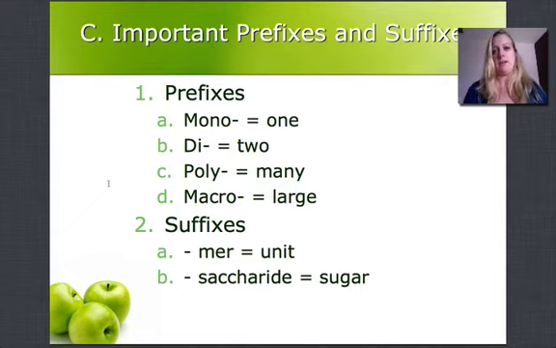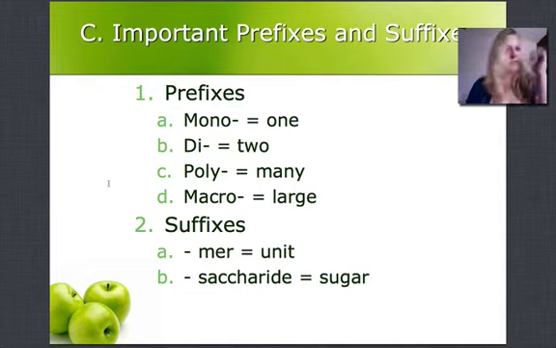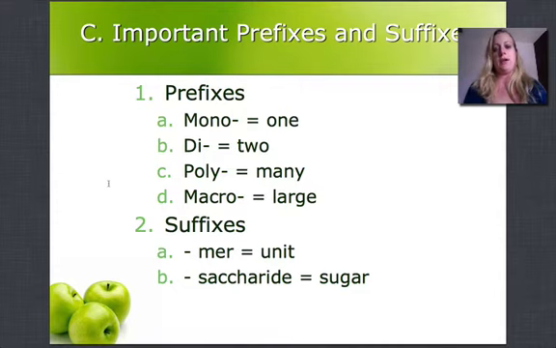So some important prefixes and suffixes. Mono means one, di means two, poly means many, macro means large. Suffixes. So these are the things at the ends of the words. Mer is a unit, and saccharide means sugar. Okay. Another way to think of a sugar is also if it's some sort of carbohydrate, and we'll talk about that later as well.